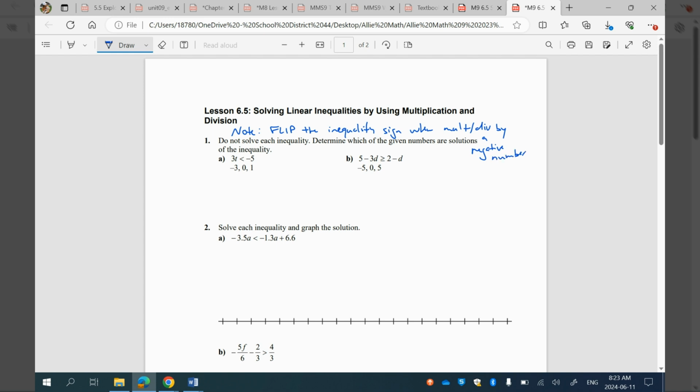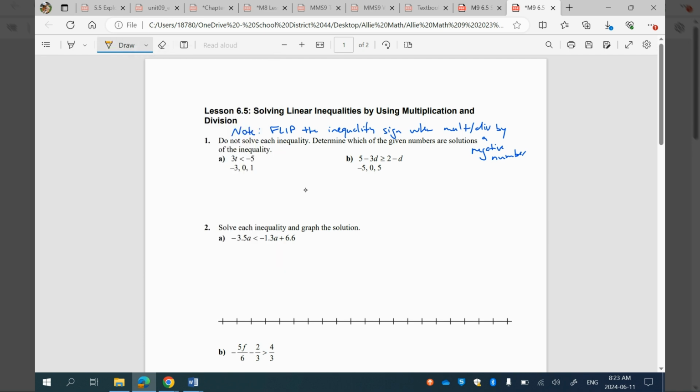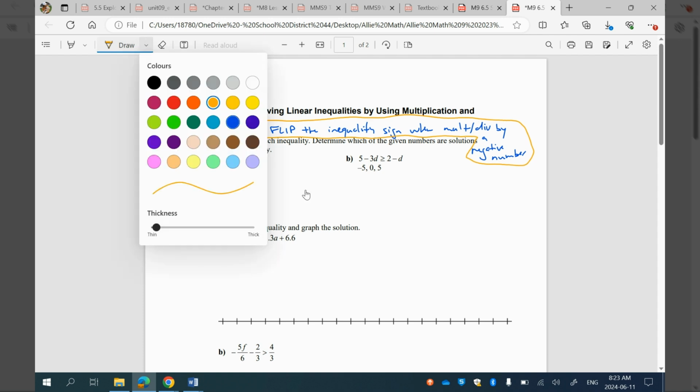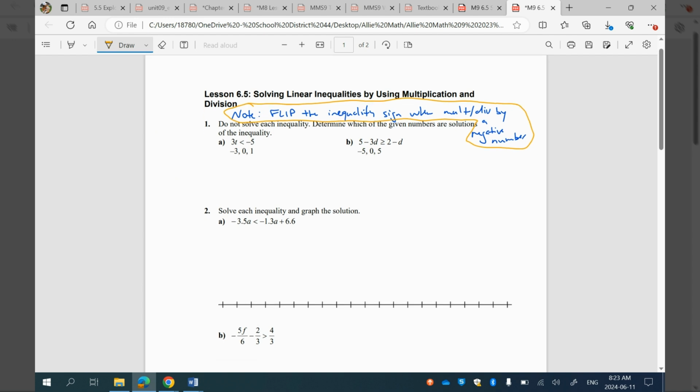Okay, so usually I have a little section that says notes. I didn't have it here. So if you just write that down at the top, that you flip the inequality sign when multiplying or dividing by a negative number. So this is going to make sense in a little bit. I'll point it out when I'm doing it. But let's just start with number one.